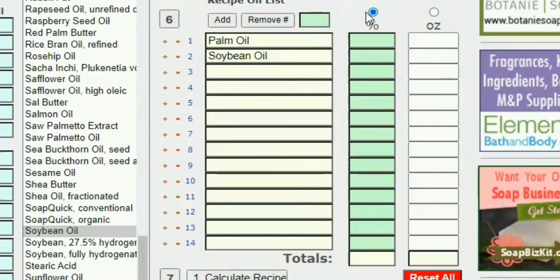On the right side, we can see there's a sign with percentage at the top, and the next one, it's ounces.